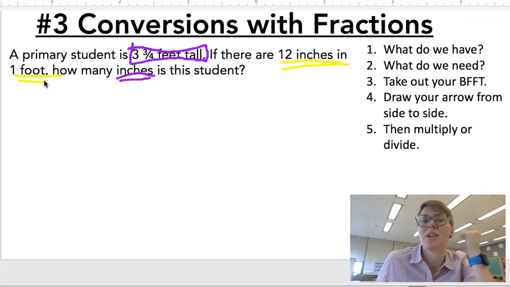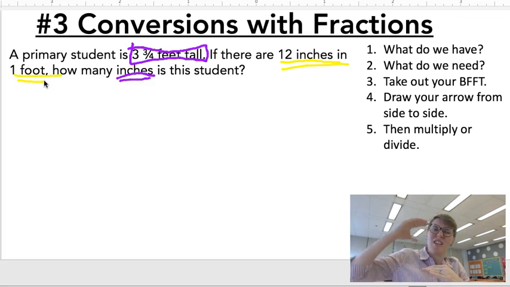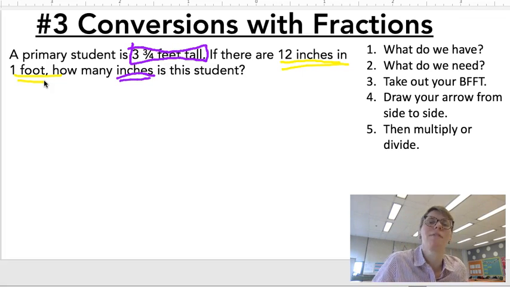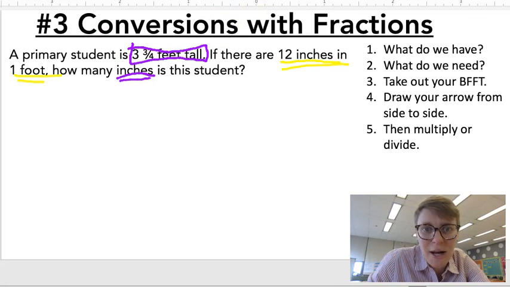So I have my important information. The student is 3 feet and then 3/4 of a foot tall. And then we know that in each of those feet, there's 12 inches, 12 inches, 12 inches. So I want to figure out changing from feet to inches. I'm going to convert or change. All right, let's check it out.